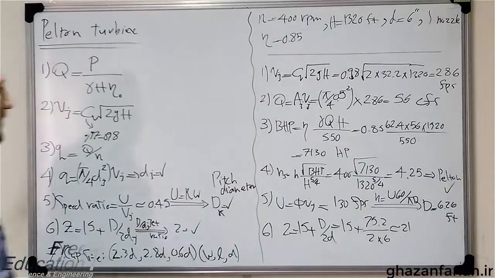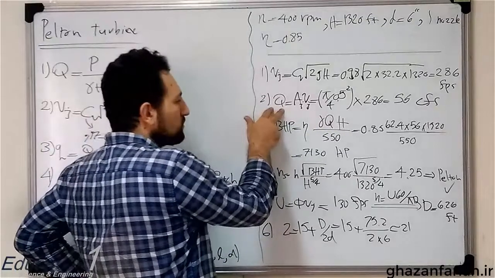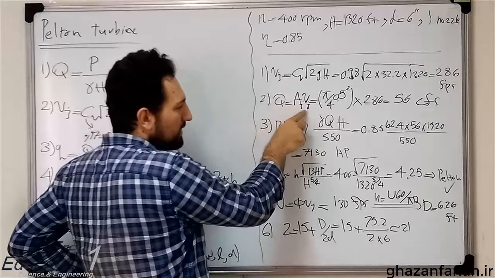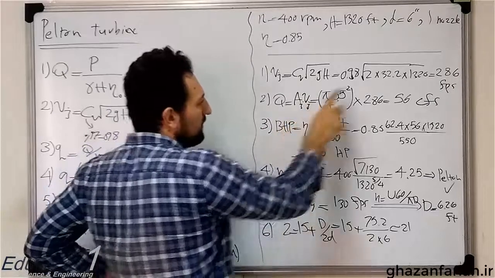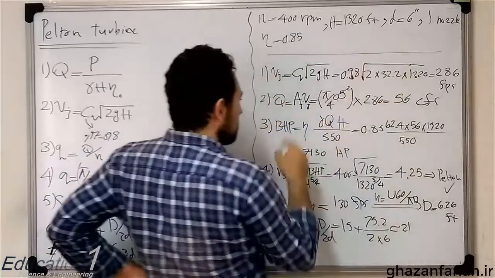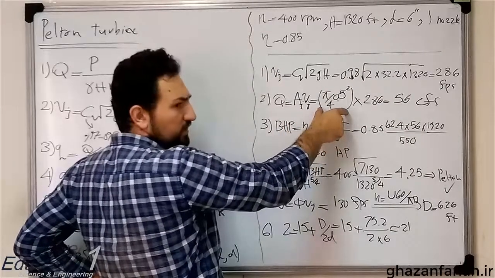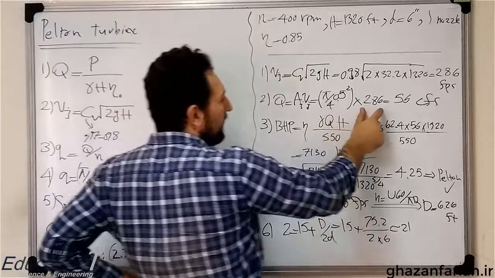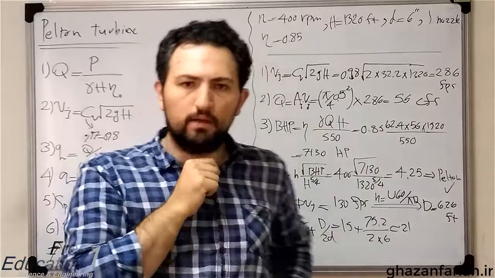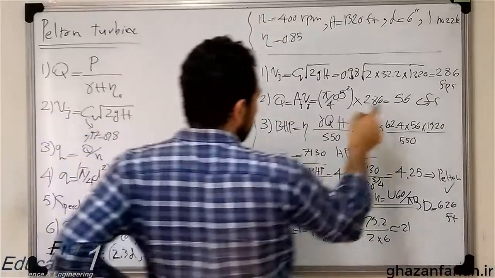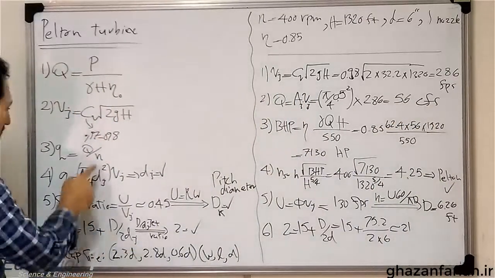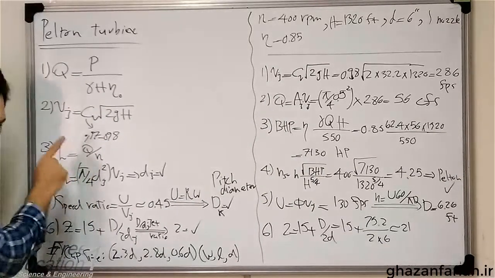And at the next step, you can easily compute the flow rate, which is the product of the area of the jet and the velocity of the jet. The velocity of the jet is computed here, and the area of the jet is given based on the diameter of the jet, which is a circle. So this is the area, and this one is the velocity. So the capacity or the flow rate of the nozzle is about 56 cubic foot per second. And also we have just one nozzle, so Q is equal to Q.